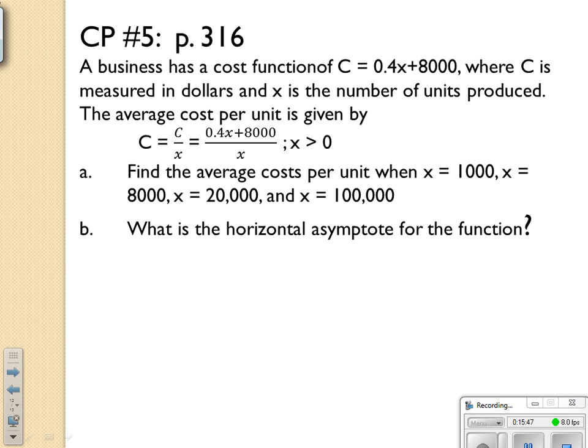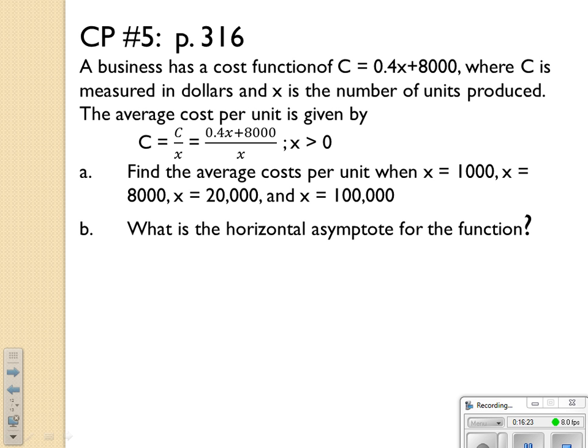Checkpoint number 5. Okay, so flip the page. We've got this last one to do. In this one, it says a business has a cost function of C is equal to 0.4x plus 8,000, where C is measured in dollars and x is the number of units produced. The average cost per unit is given by 0.4x plus 8,000 over x, when x is greater than 0. Again, that x is greater than 0, you don't have to worry about it a whole lot. It's just you can't make a negative amount of units. You have to make something. All right, so you know you're going to produce a positive number of units. That's why the x greater than 0 is there.